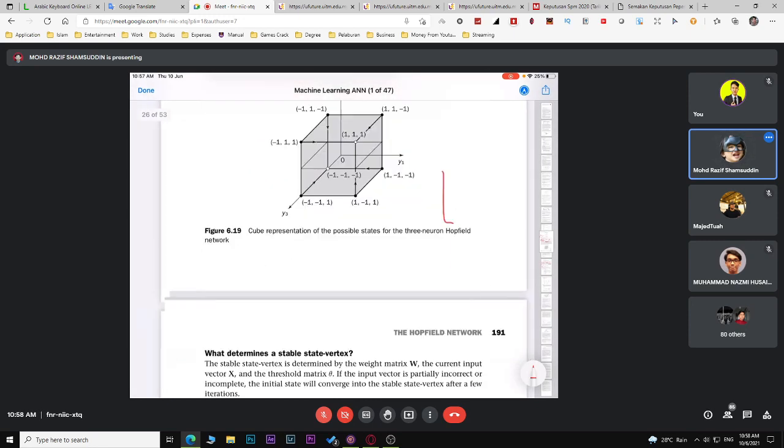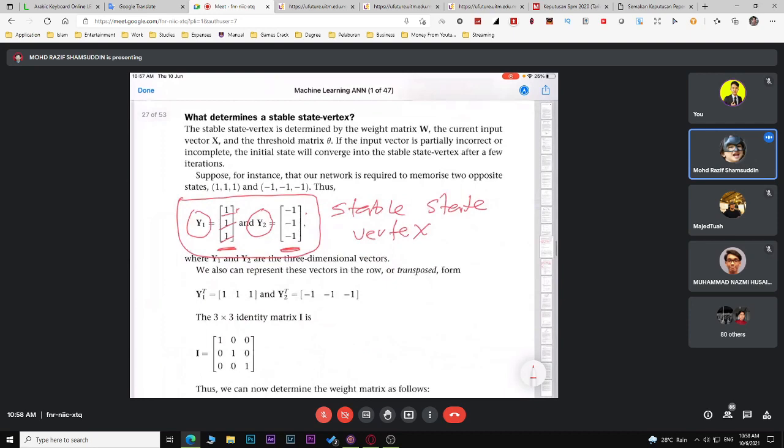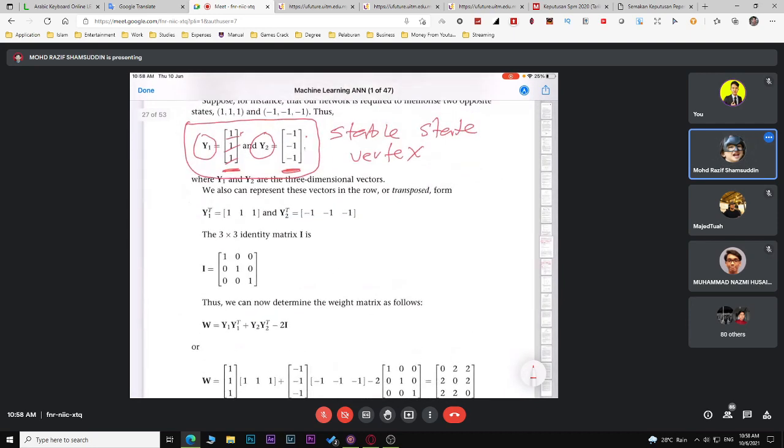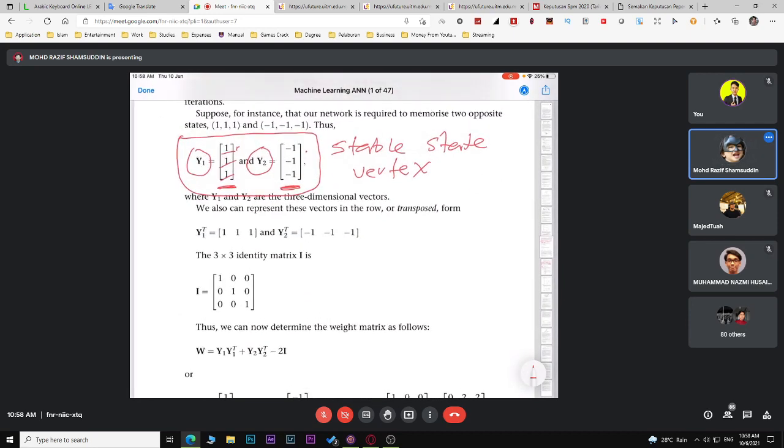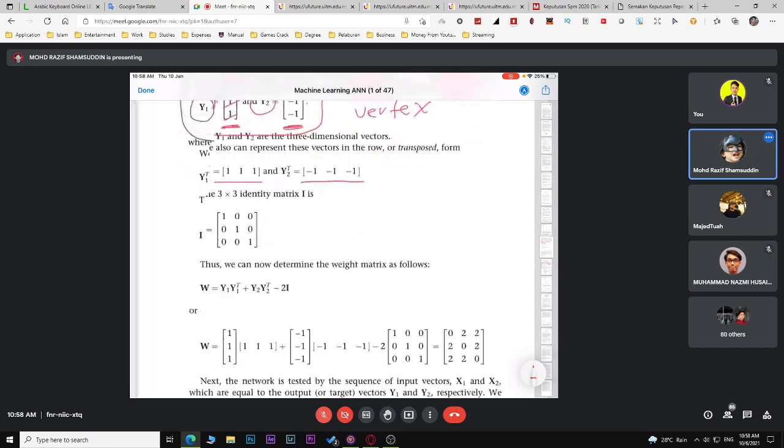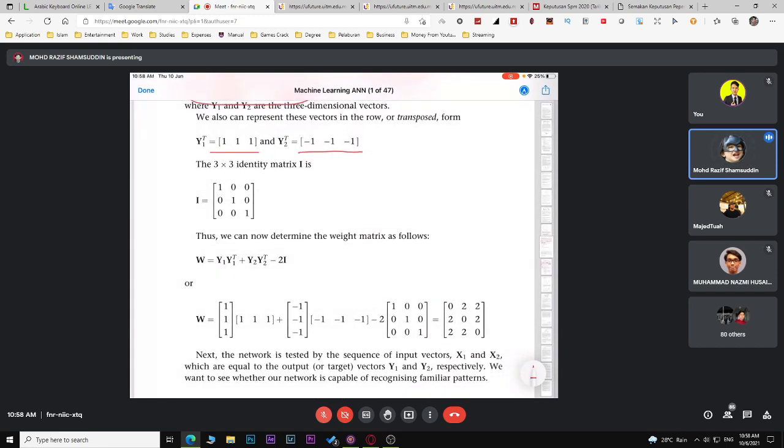Once we understand the equation, we can do the calculation. This is how to calculate it. It says here, these are Y1 transpose and these are Y2 transpose. So do this first: find the transposition of the stable state. And then this is the identity matrix. M equals 2, right? So this is the equation elaborated.